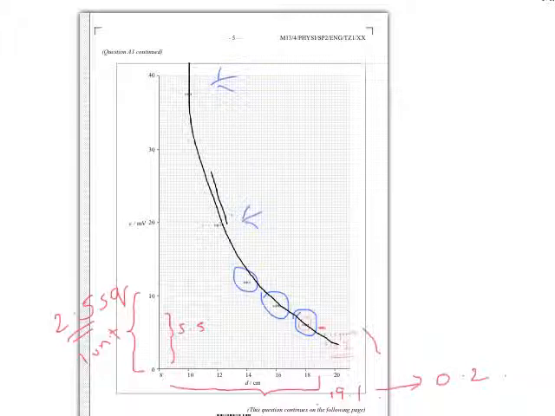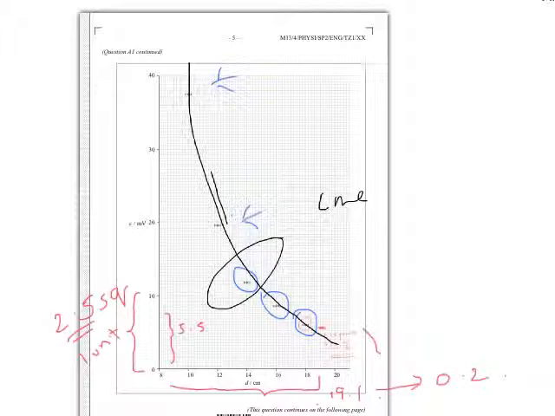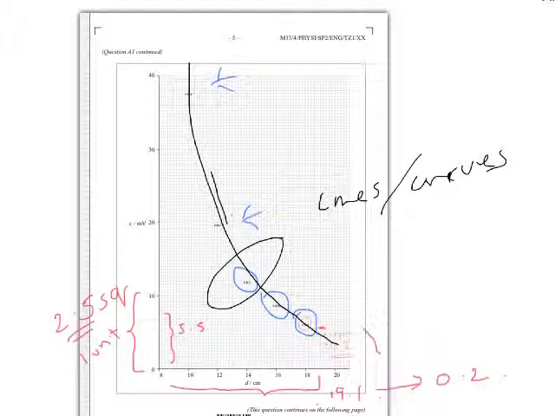So you would have to make sure that you definitely don't miss any points like that. Remember, this is a data analysis question, so therefore you need to show that you understand that all lines, curves go through the error bars.